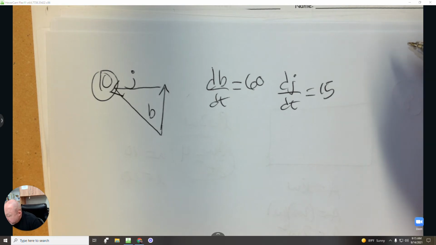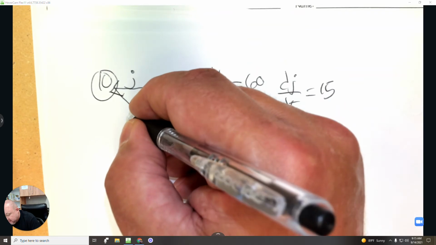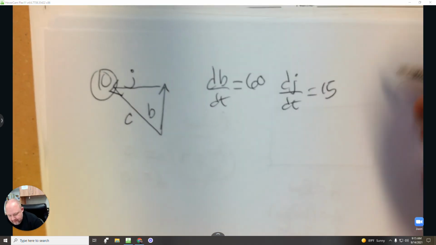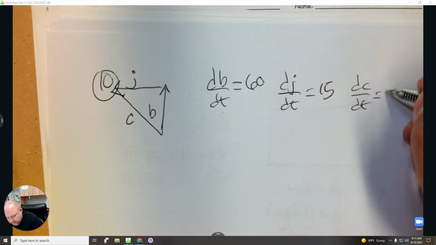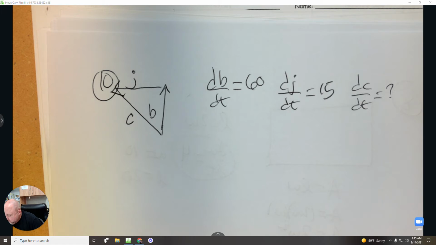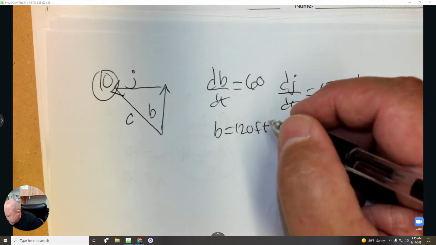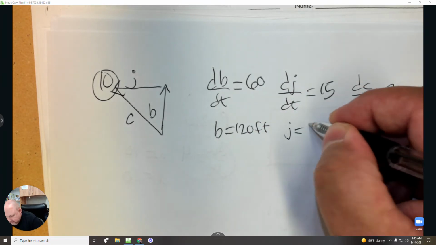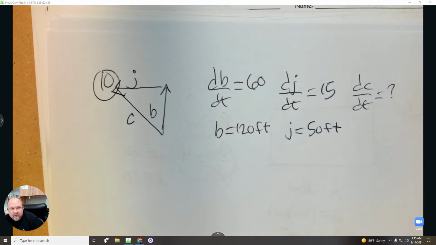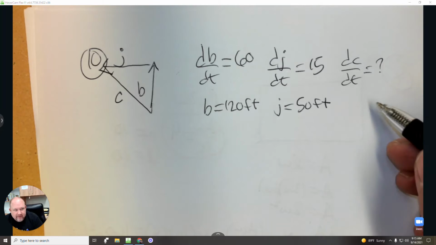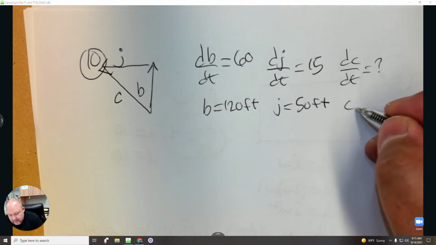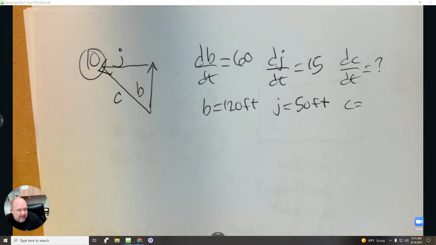What is the rate at which the straight line distance between them is changing? So this here, I'm going to call that C. That's what I'm looking for. That's my goal. When the bicyclist is 120 feet from the intersection and the jogger is 50 feet from the intersection. So there's all the information. So first step is to find C. We don't know it and we need it.